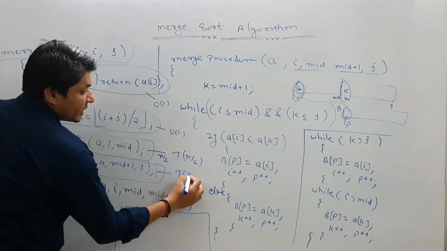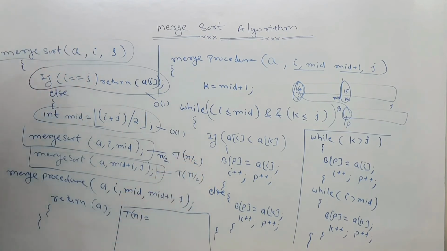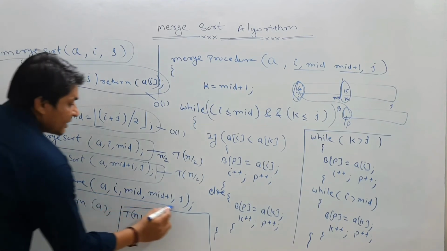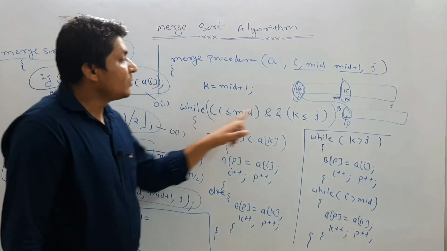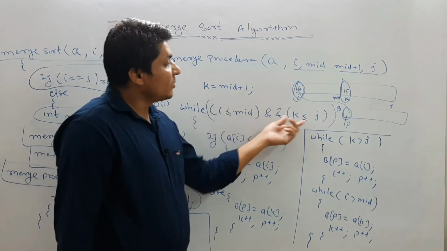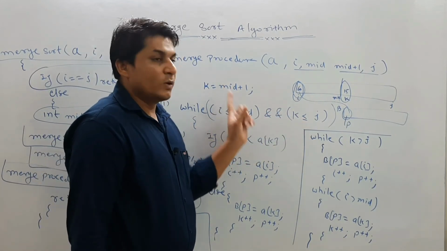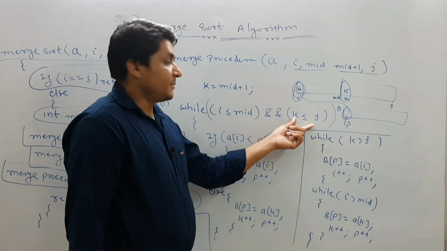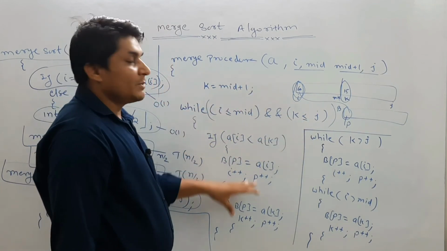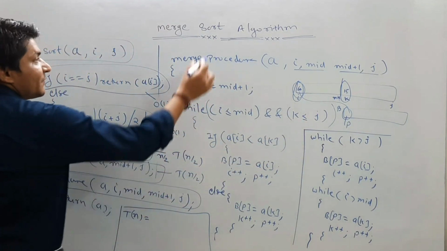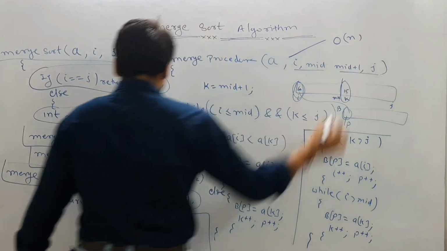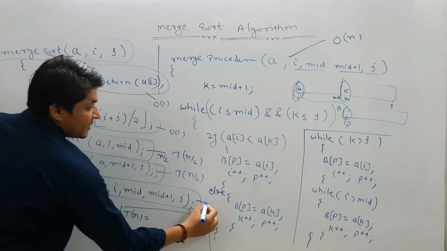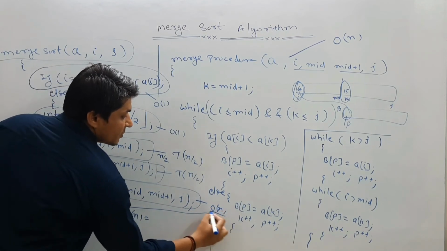This statement is also taking T of n by 2, correct? Then how much time is this statement taking? This is the merge procedure. In the merge procedure, I am running a loop from i to j, which means you can run this loop a maximum of n number of times. So the time complexity for the merge procedure is order of n.